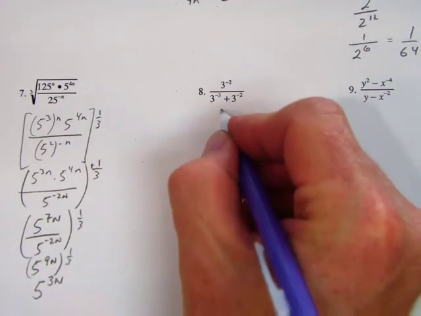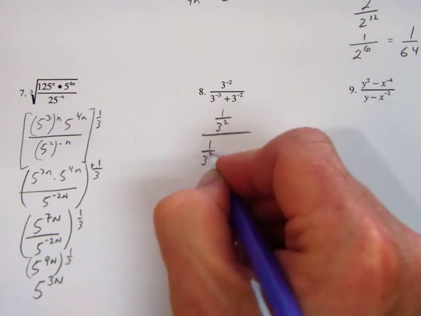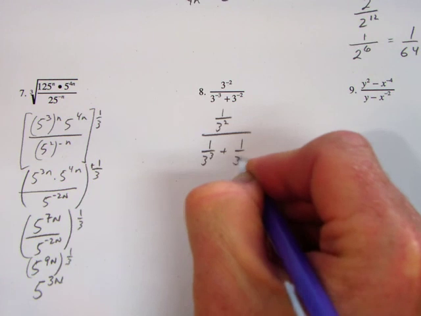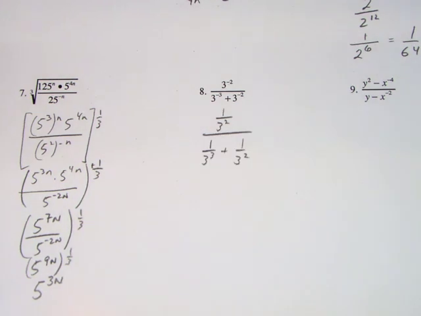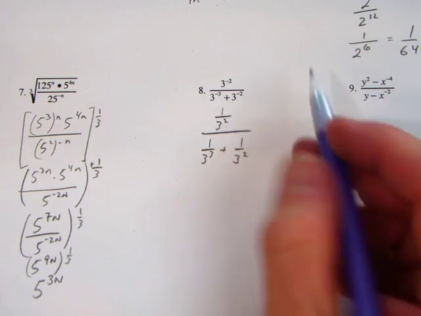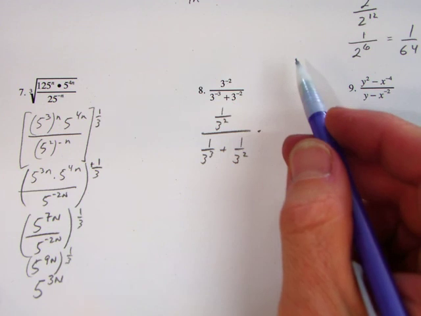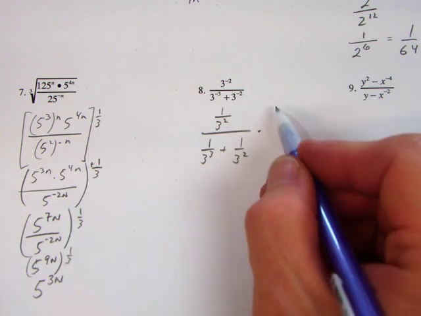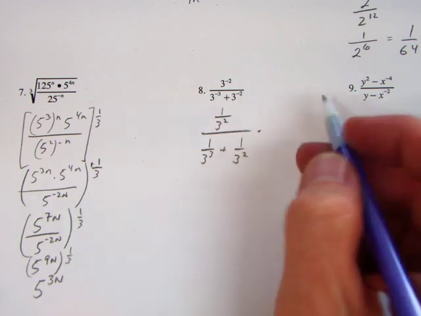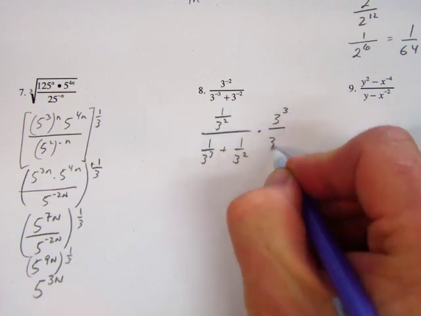Over here, this is 1 over 3 squared divided by 1 over 3 cubed plus 1 over 3 squared. Now you could multiply this out and say 27 and 9 and 9, or you could do it right away and say, just like I did on problem 5, what could I multiply by that would get rid of every one of these fractions? 3 to what power? 3 to the third power.